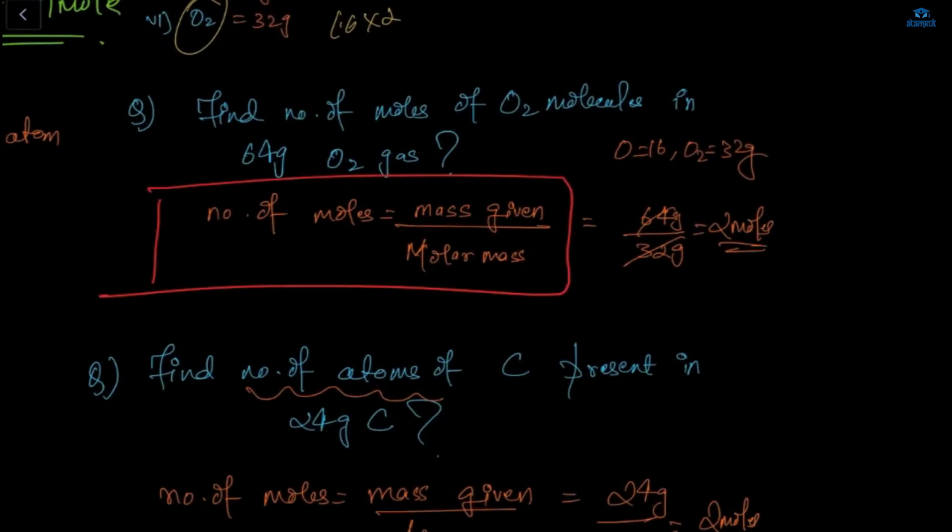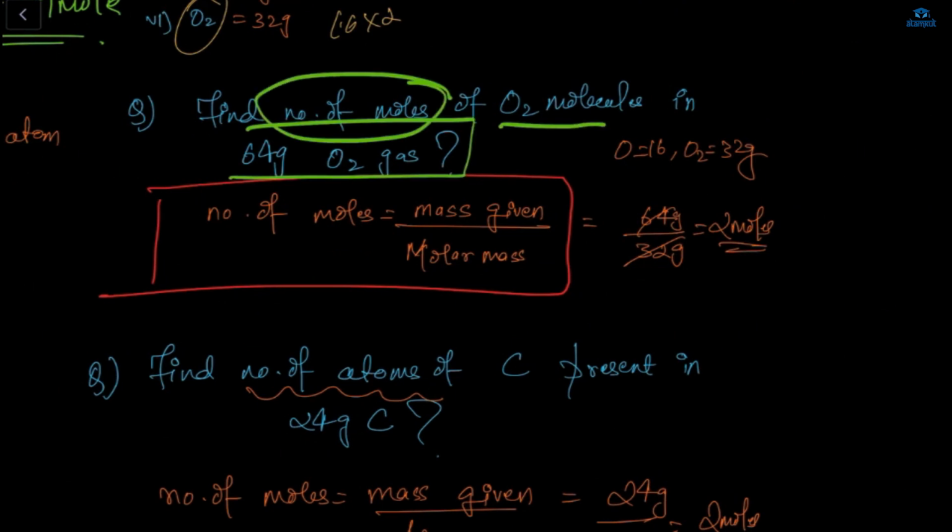Next question: find the number of moles of O2 molecule in 64 gram of O2 gas. The formula is already given: number of moles is equal to mass given upon molar mass. So the mass given is 64 grams upon molar mass.